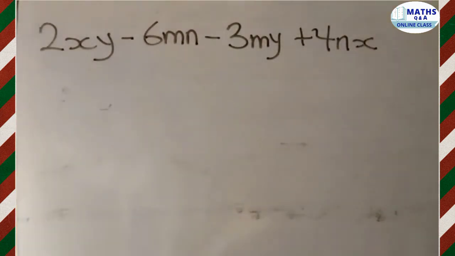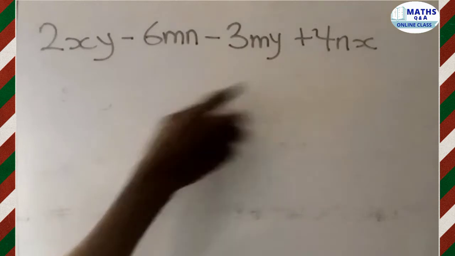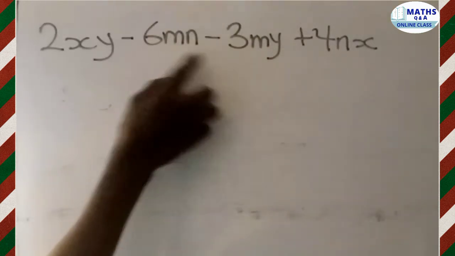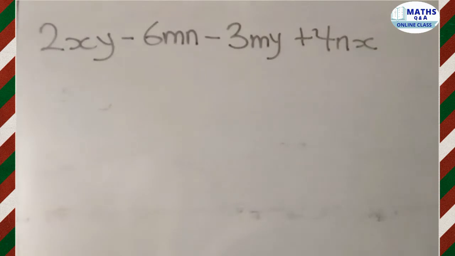So if we can factorize this algebraic expression, we have to rearrange these terms in such a way that at least two of them will have common values. Now we have 2xy, we have y in this, we have y here, we have m in this term, we have m here, we have n in this term, we also have n in this term. So we can rearrange them, depending on how you want it.